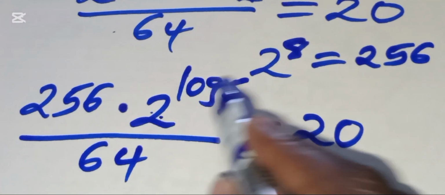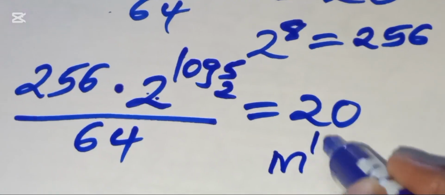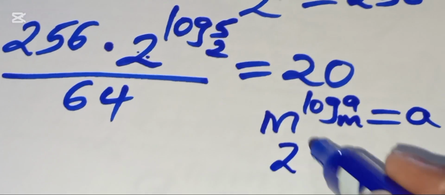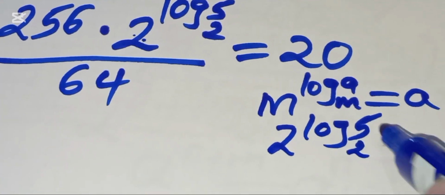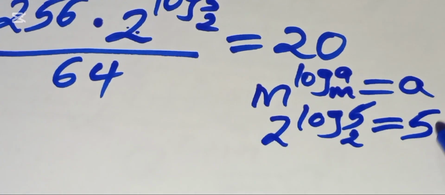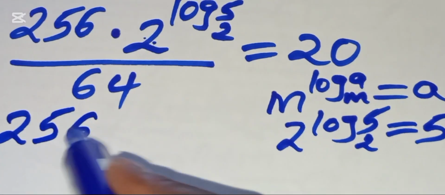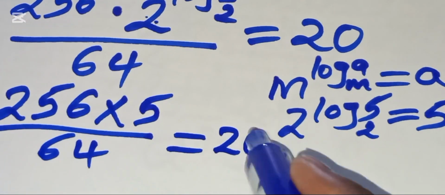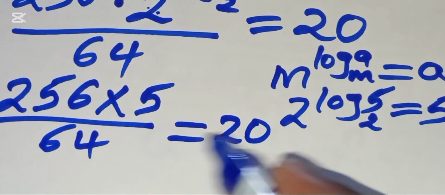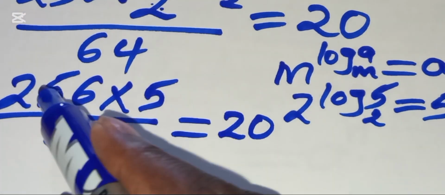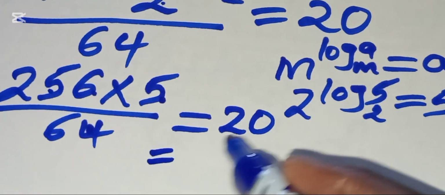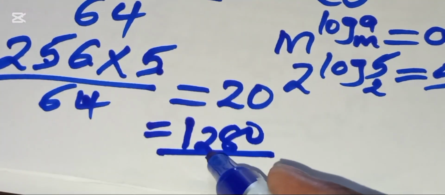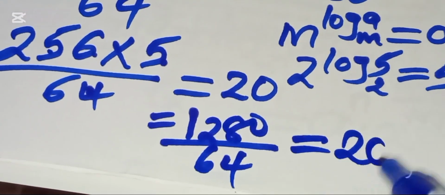Now 2 raised to the power log 5 to base 2 is actually in the form of m raised to the power log a to base m, which will give us a value of a. So 2 raised to the power log 5 to base 2 is equal to 5. Now let's substitute this. We'll have 256 times 5 divided by 64. This is supposed to give us a value of 20. Now 256 times 5 is equal to 1280, divided by 64. This is supposed to give us a value of 20.